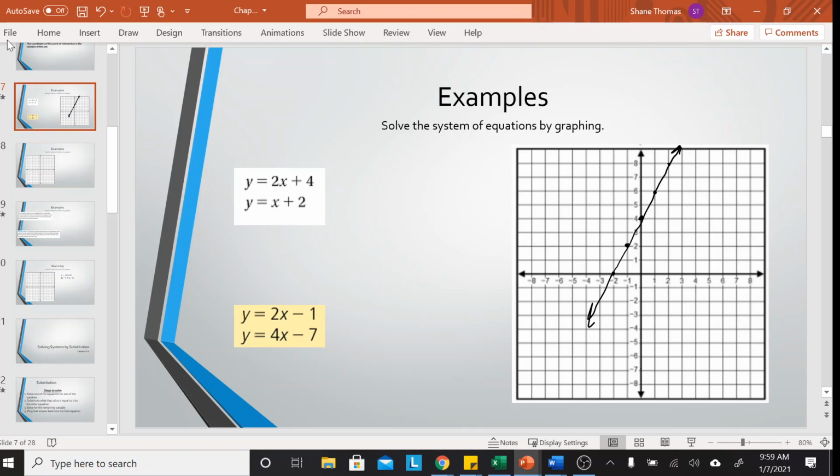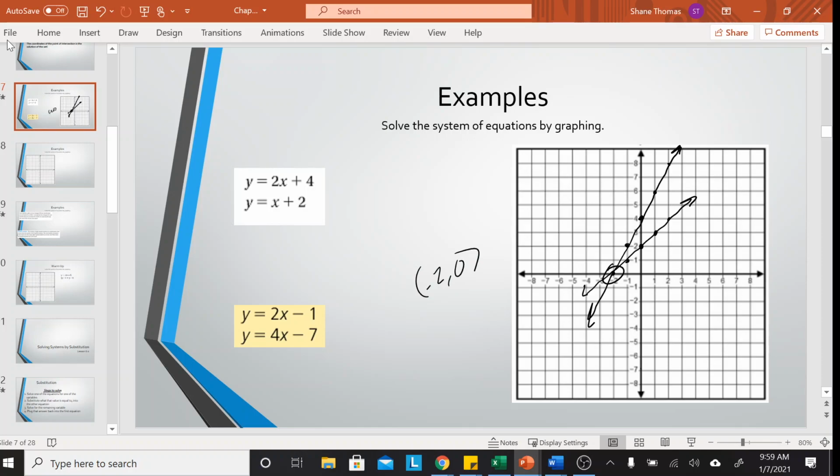Second one, y equals x plus 2. So I'm at plus 2. My slope is 1, up 1, over 1. And I can do that in both directions to make it more accurate. Sometimes you have to go farther. So those 2 guys intersect. They intersect right there. They intersect at the point -2, 0. So that would be my answer.